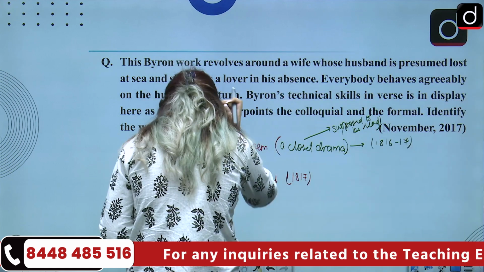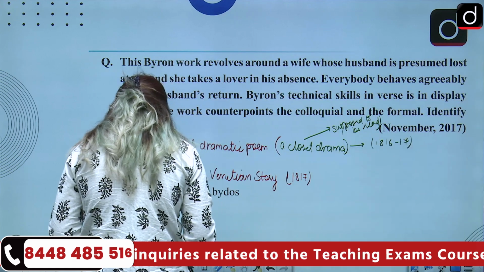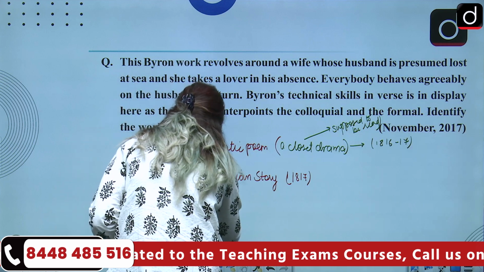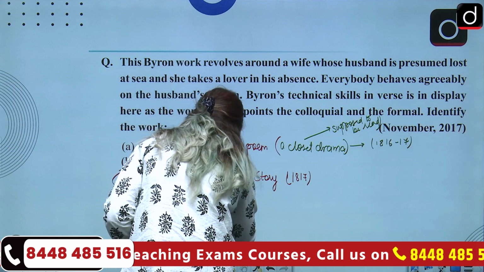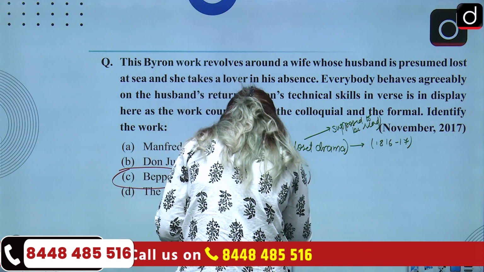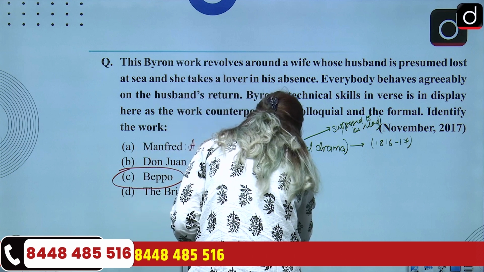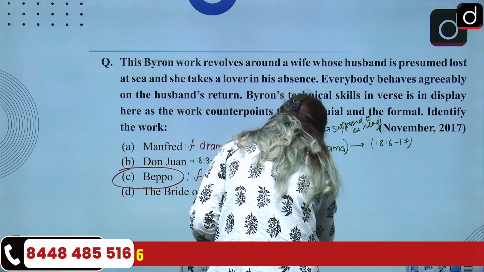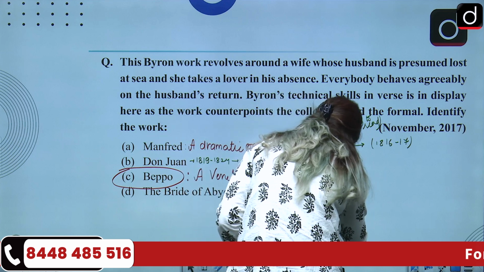Then we have Don Juan. Don Juan ek bahut badi poem hai, written by him here, right? 1819-1824, it was written. It's a poem, theek hai? It's an epic poem which is unfinished.